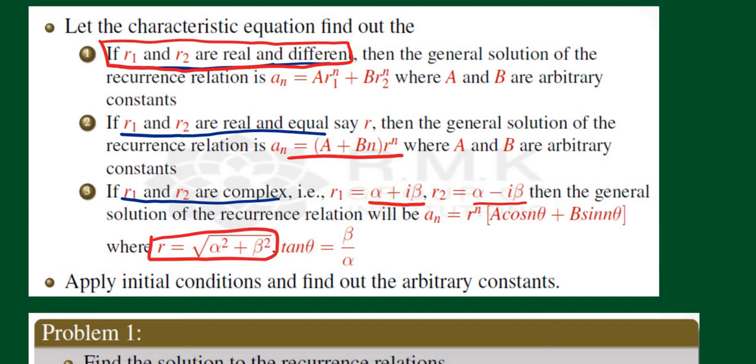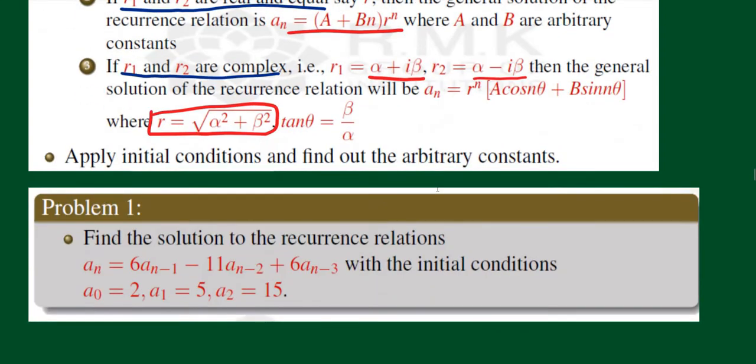The theta value is nothing but tan inverse of beta by alpha, or otherwise tan theta is equal to beta by alpha. After finding this, you can write the general solution of a_n like that: a_n is equal to r^n into (A cos n theta plus B sin n theta). So with the help of these three ideas, we have to find the general solution of the homogeneous equation.